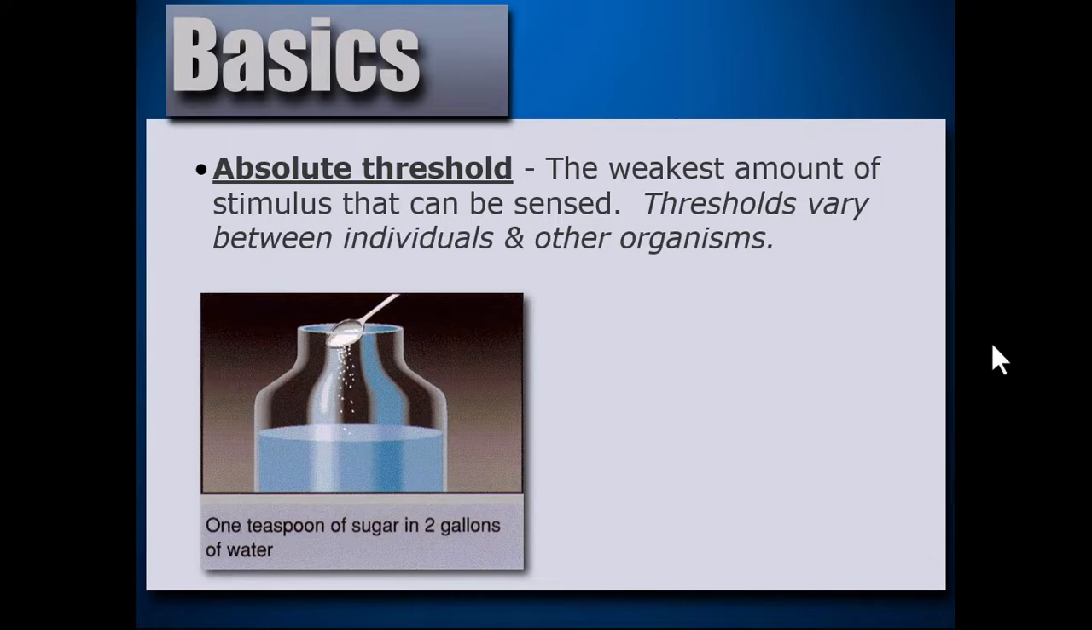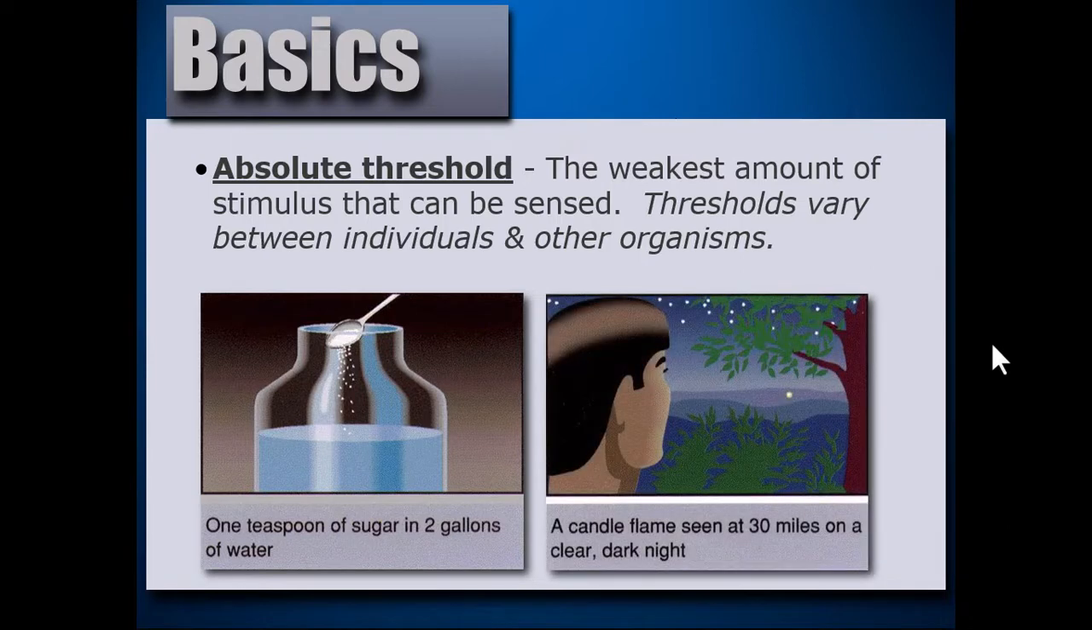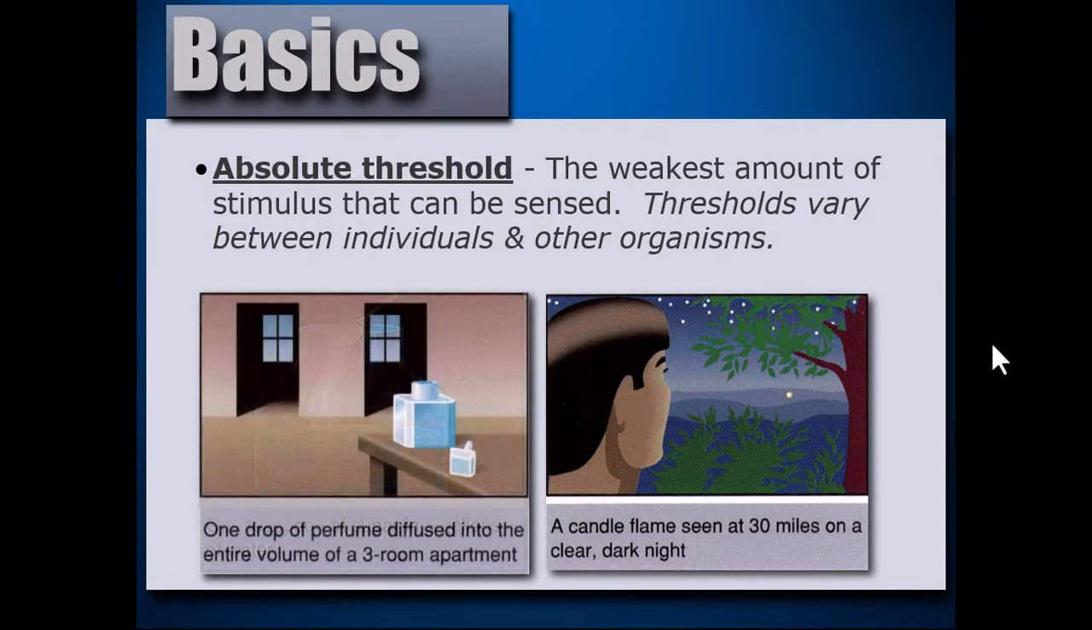So an absolute threshold is the weakest amount of stimulus that can be sensed, the weakest stimulus information. So for taste, it is 1 teaspoon of sugar in 2 gallons of water. Now that can differ between individuals and other organisms, but the minimum amount of sugar in 2 gallons of water is 1 teaspoon that we would be able to detect, the threshold. On a dark, clear night, we can see a candle flame at 30 miles away. Half of the time, I should also say, 50% of the time. We can smell 1 drop of perfume diffused into an entire volume of 3-room apartment. And there's others. For touch, it's a bee's wing on our cheek from a centimeter away.